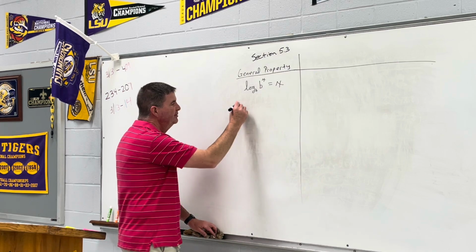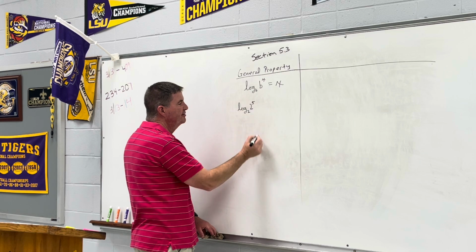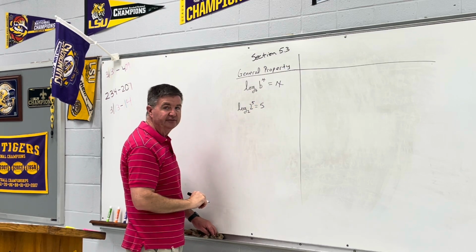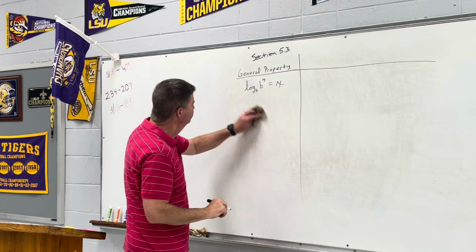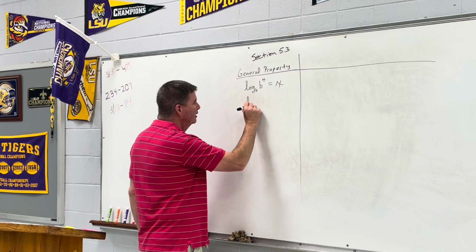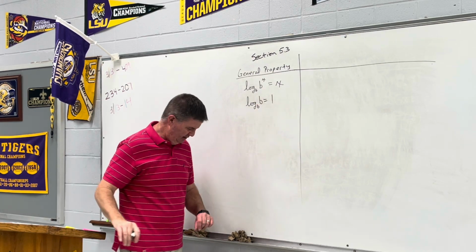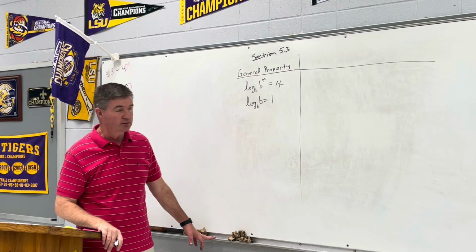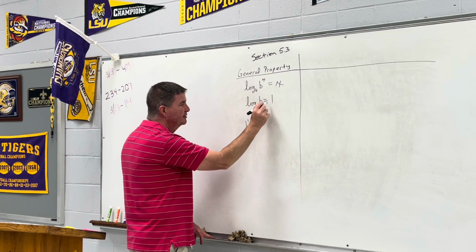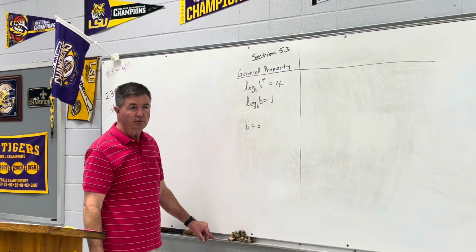An example would be log base 2 of 2 to the 5th. We would just be able to skip forward and say the answer is 5. Okay. The next property says that log base b of b equals 1. Again, when we rewrite this in exponent form, it would be b to the first power equals b. Anything to the first power equals itself.